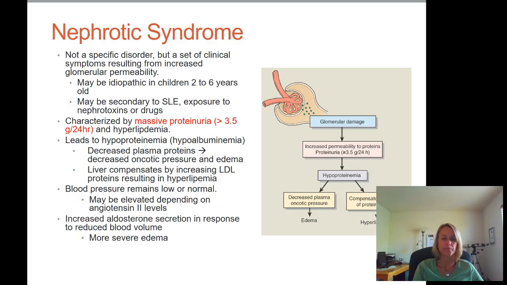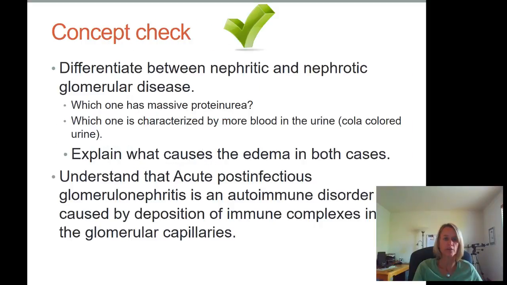Okay, actually, you'll want to review the concept check, and it just reminded me that you'll want to spend a little more time looking at acute post-infection glomerulonephritis. And there is a case study regarding Johnny that deals with this disorder.